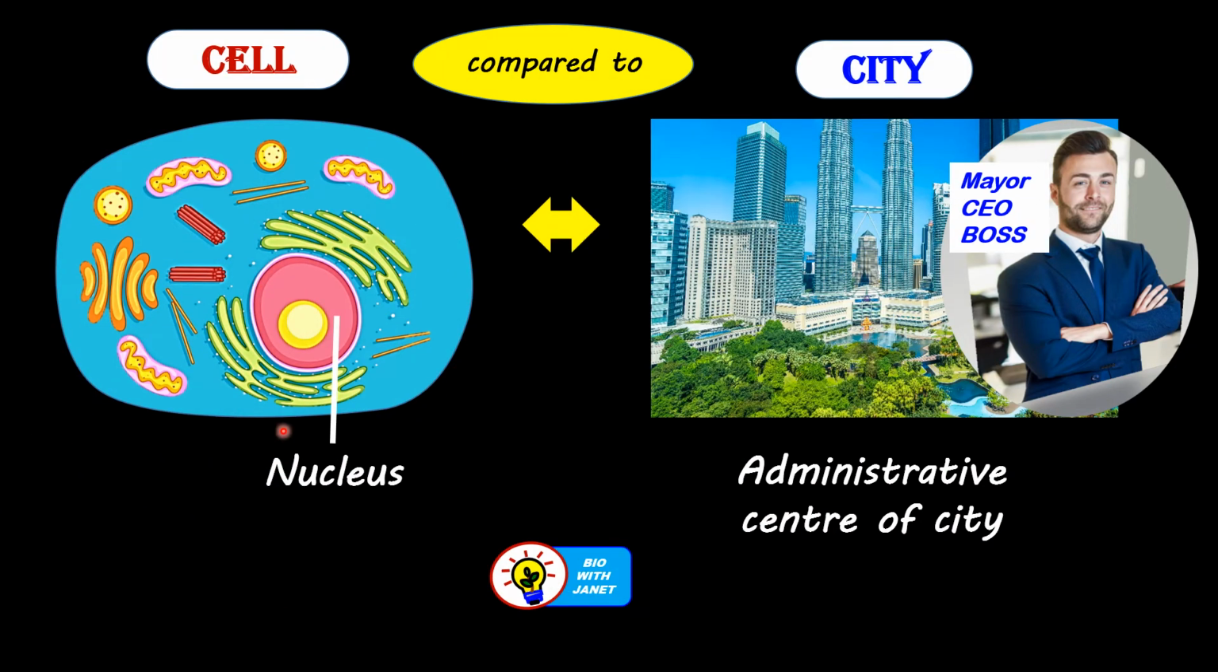Thus, the nucleus of the cell can be compared to the administrative center of a city, or the mayor of a city, which is the boss or the chief executive officer of the city that oversees and directs activities of the city's main departments like police, fire, education, etc. Because the nucleus controls all the activities in the cell, we can liken it to the mayor of the city.